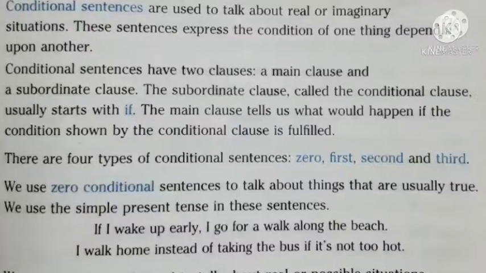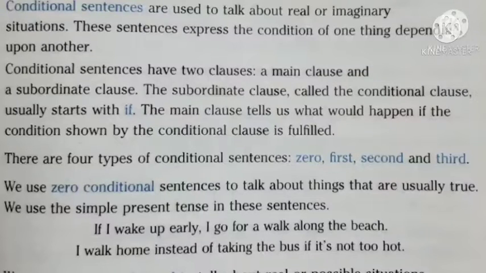Let's see the first one, zero conditional sentences. When do we use zero conditional sentences? So we use zero conditional sentences to talk about things that are usually true. If we want to mention or refer to true statements, then we can make use of zero conditional sentences. And for that purpose, we use simple present tense. So you know that simple present tense is used to denote permanent truth, isn't it? We use it for permanent truth and also to refer to habitual actions, actions that become part of our habit. Okay. So here also we have to use simple present tense. For zero conditional sentences, we have to use simple present tense.